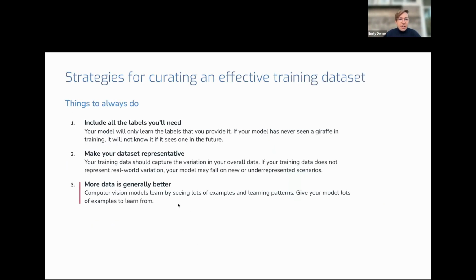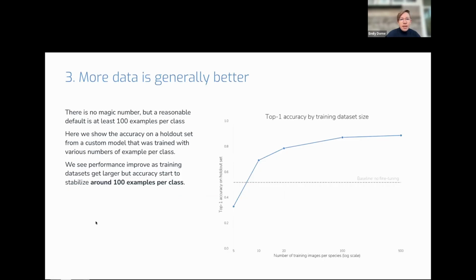The third strategy here is that more data is generally better. Computer vision models learn by seeing lots of examples and learning patterns, and so you want to give your model lots of examples to learn from. There's no magic number here. A reasonable default is at least 100 examples per class.